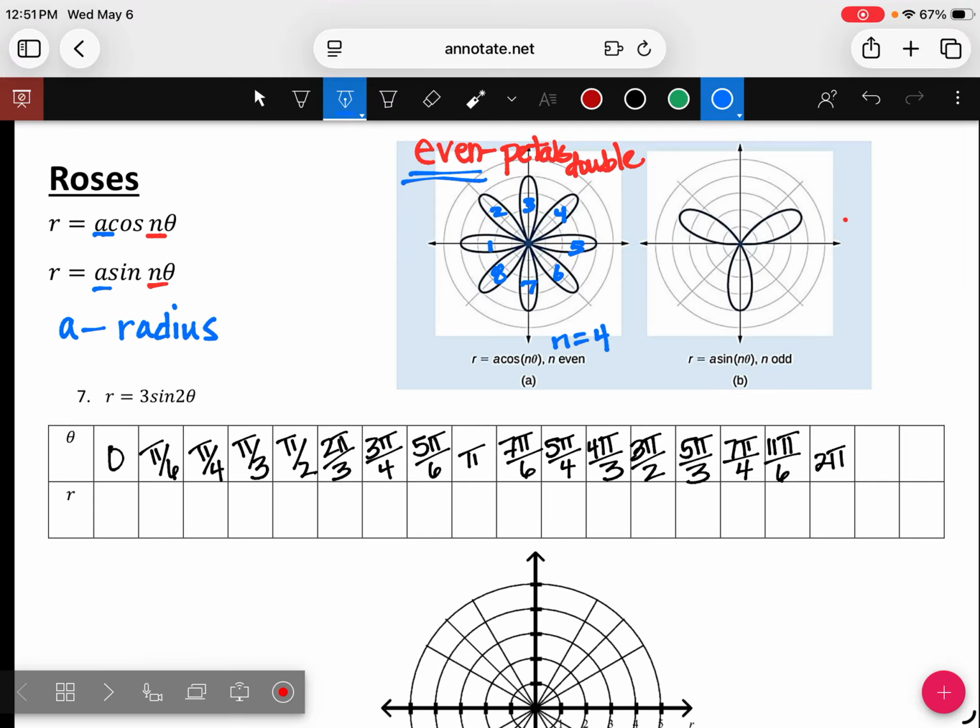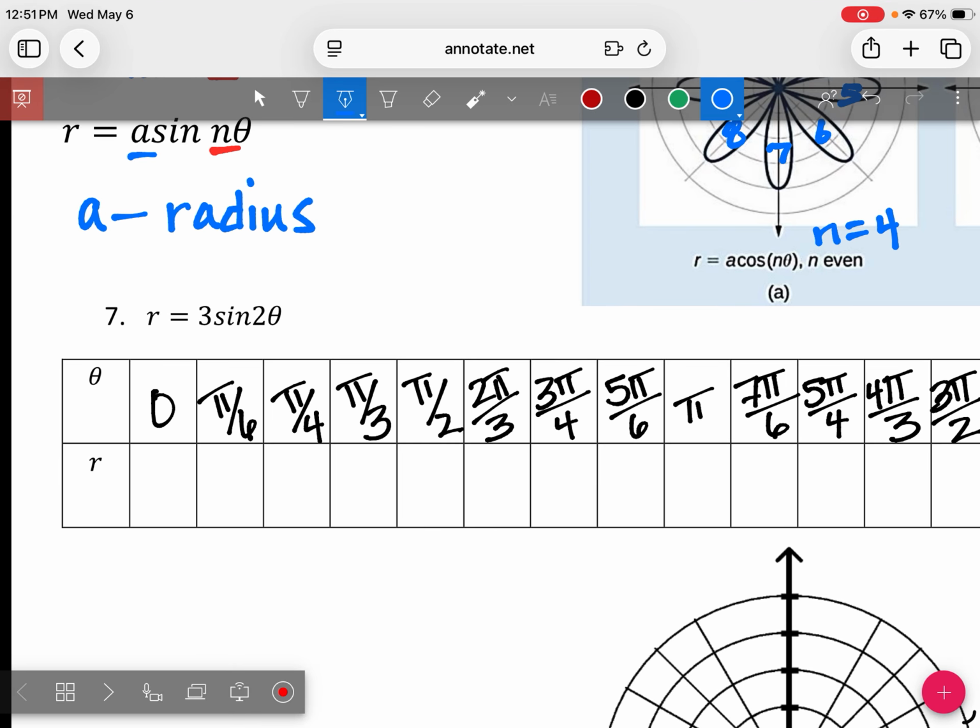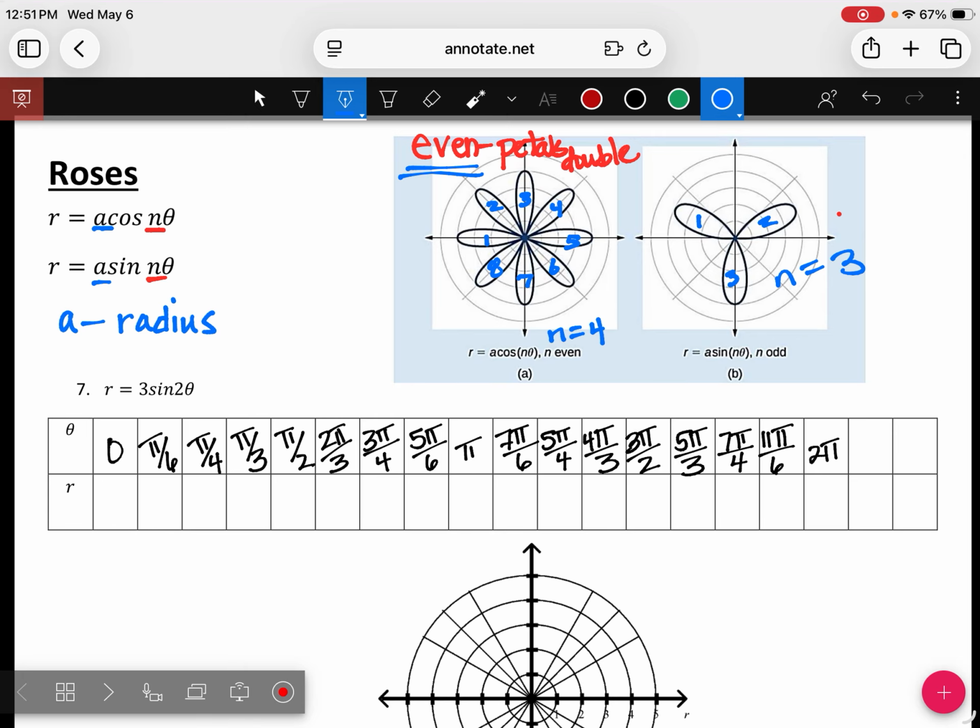So this has just 3 petals. So this was N equals 3. Now, when you're typing this in your calculator, you can just do the first 5 and I'll give you the rest. You want to make sure you're putting it in the same parentheses. So you should type in R equals 3 sine and then 2 times pi over 6. Make sure that it's in the same parentheses. If you put 2 in the parentheses by itself, it's not going to give you the right answer.